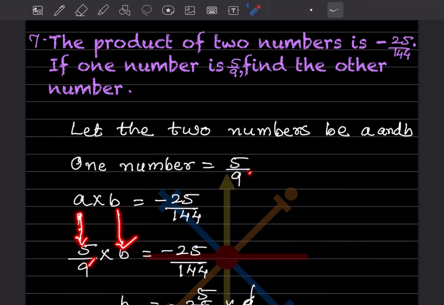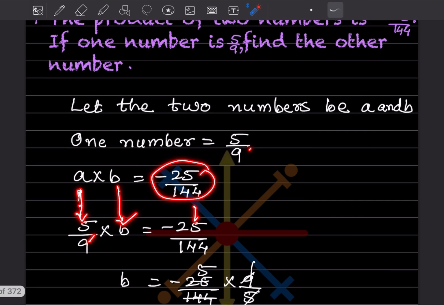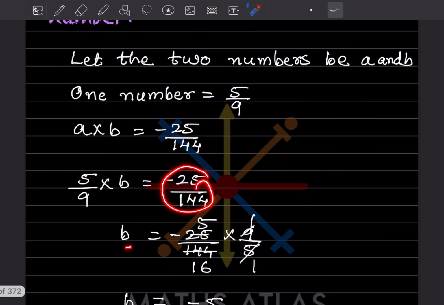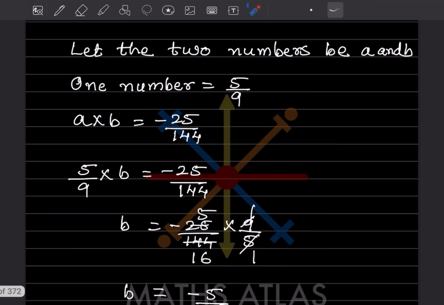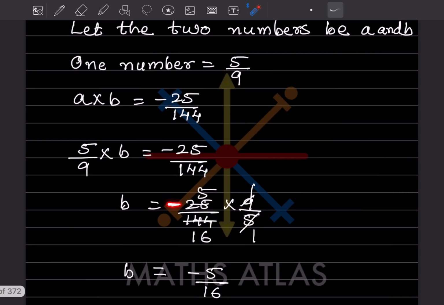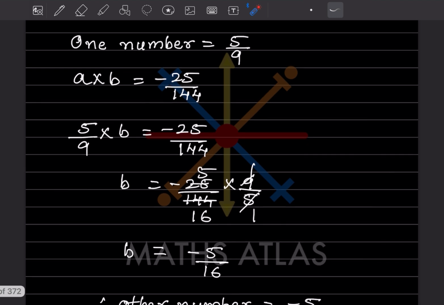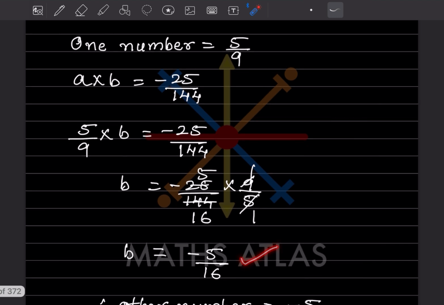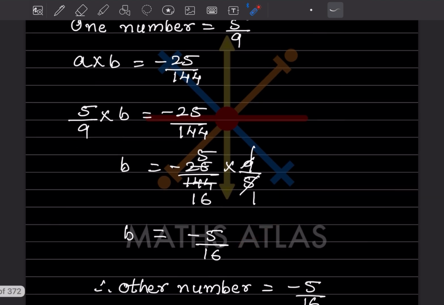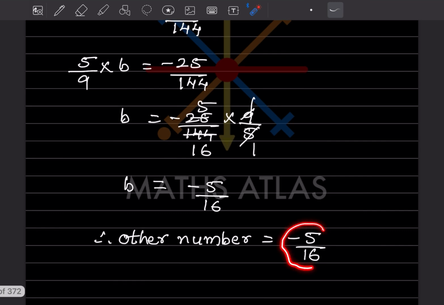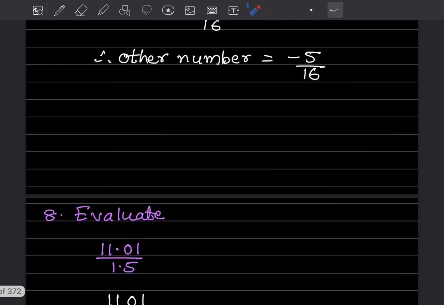So we don't know what is b. So this will be as it is. So b is going to be, this is the right hand side as it is. So this goes on the other side. So this will get flipped. That is going to be 9 by 5. So this will be 5 ones are, 5 fives are. So 9 ones are, 9 16s are. So that is going to be, because this is a negative sign, so be careful with it. So b is going to be minus 5 by 16, and then b we have considered the other number. So the other number is minus 5 by 16.